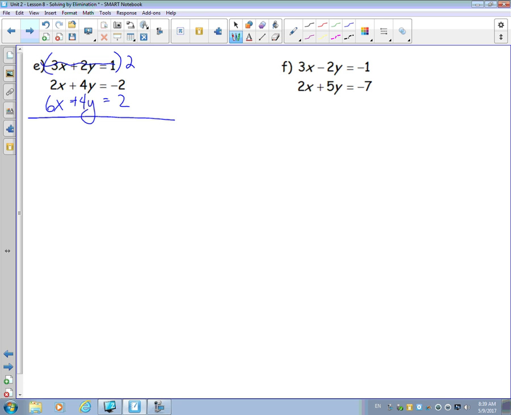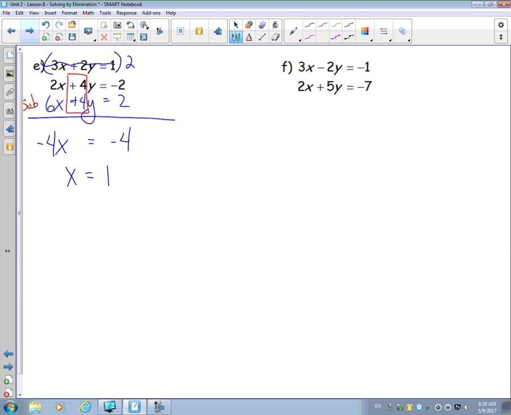In the bottom two, the 4's have the same number and the same sign. So I'm going to subtract. That's going to give me negative 4x. 4y cancels with the 4y. And negative 4 over here. Divide it out and I get x is 1.